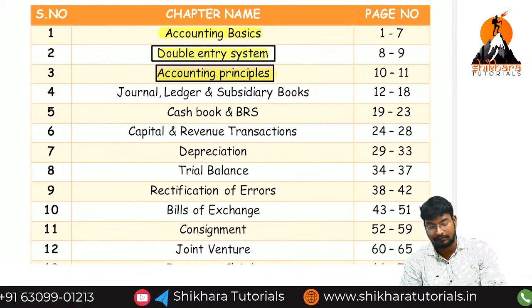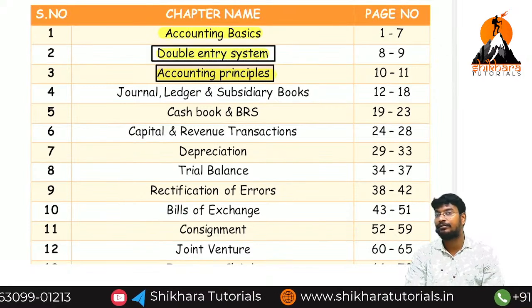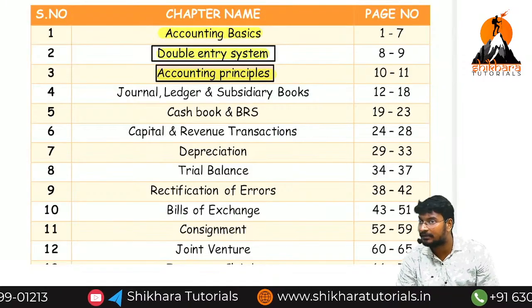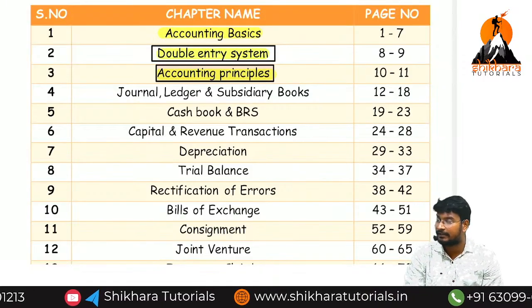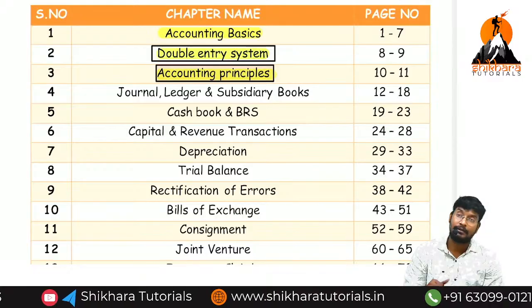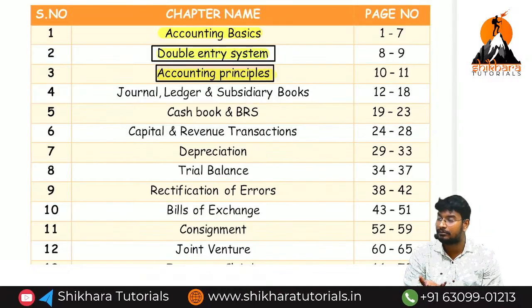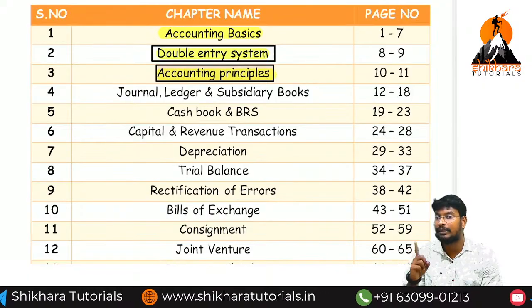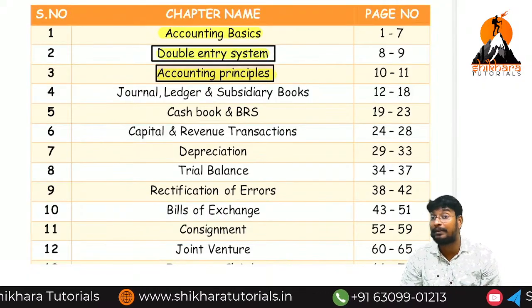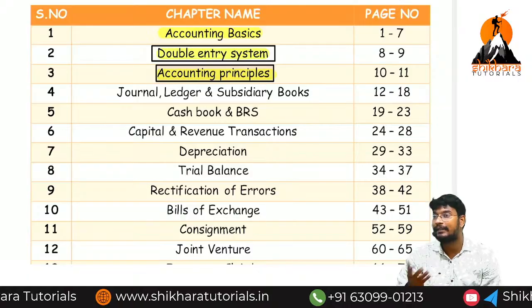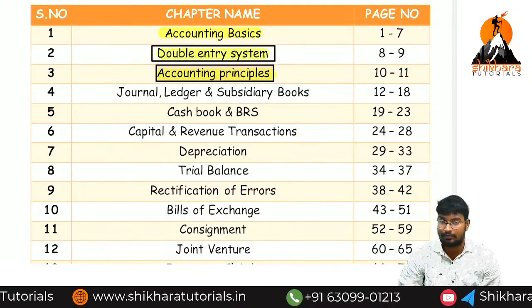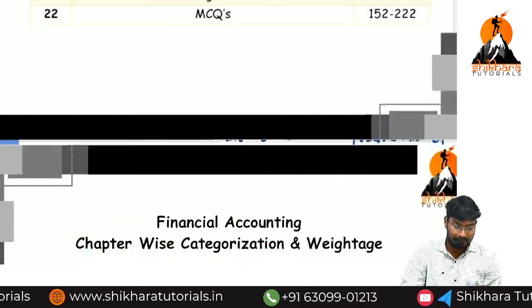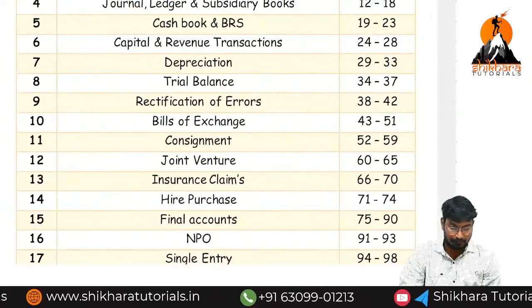Double entry system. You know what is the meaning of double entry system? We need to record the debit aspect and we need to record the credit aspect. So here we need to maintain how many accounts? Personal account, real account and nominal account. In the single entry only one account will be maintained. Which account? Personal account. They will record either the debit aspect or the credit aspect. Now next, what is the page number here?